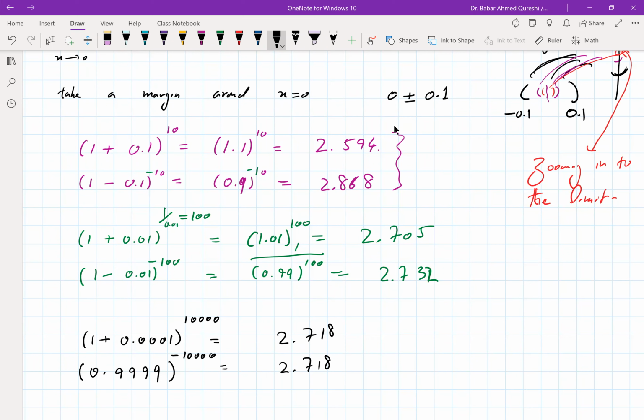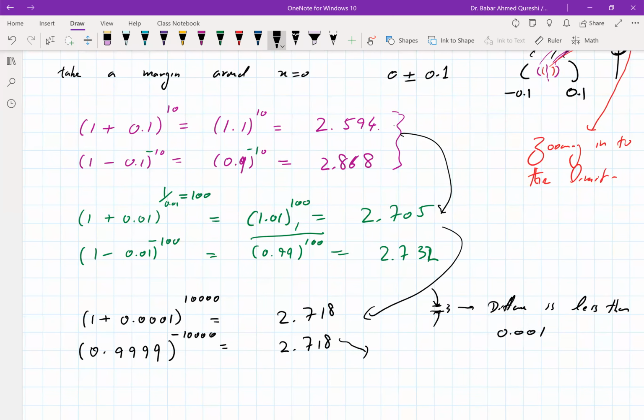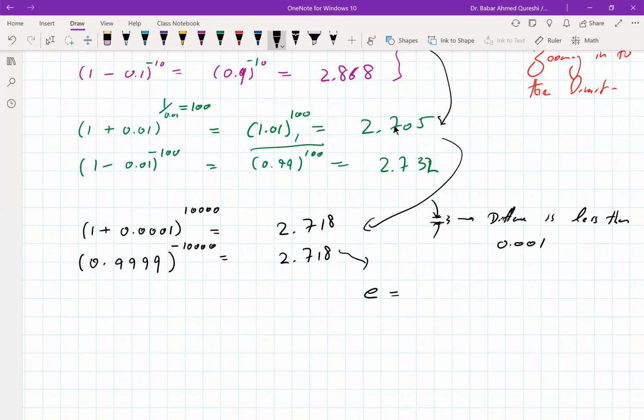That means that the range I'm narrowing it in, this difference is less than, so you don't see it at the third decimal place. And by these successive things, you can see that it's approaching some number. And if you look at this number which it is approaching, you can check that the value of e, it starts like this.